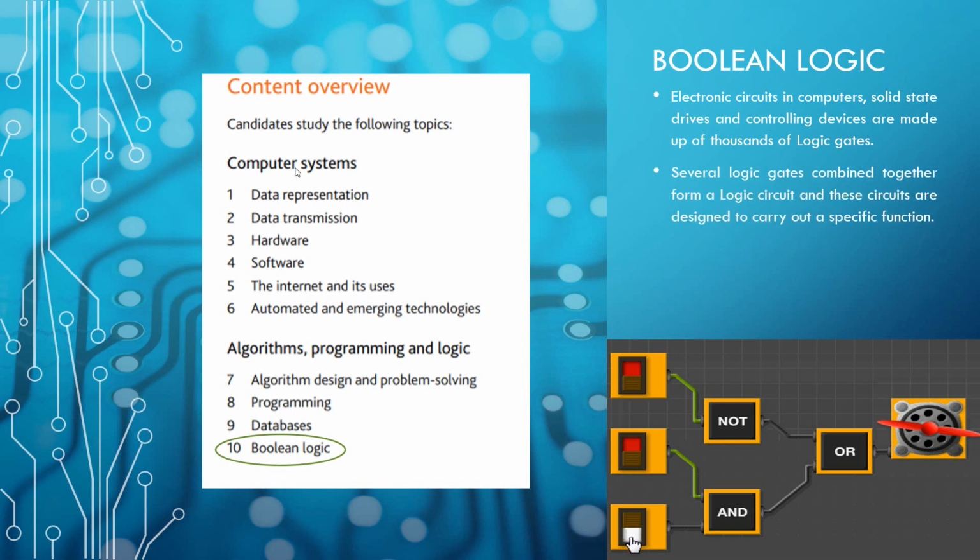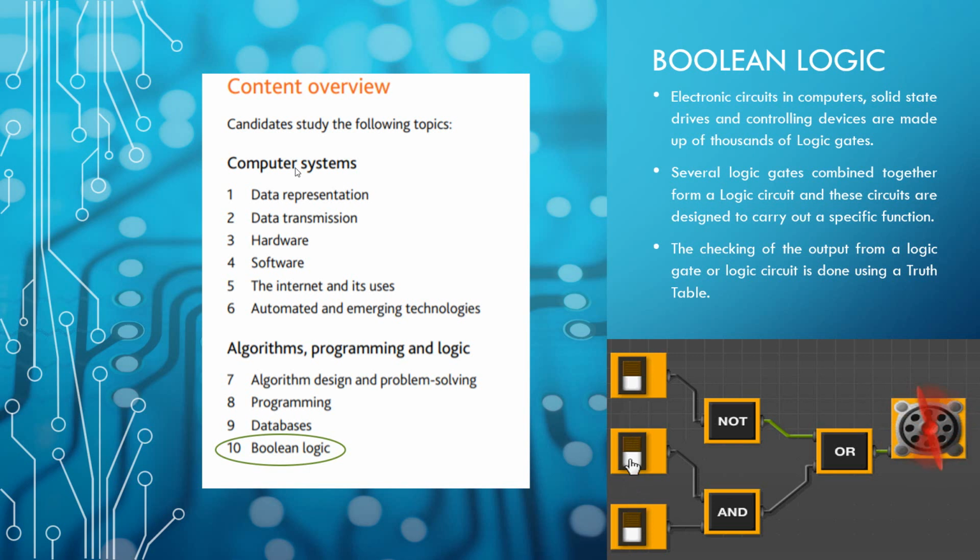Also, you need to understand what a logic circuit is. It is a combination of logic gates. Then, how the output of a connection of logic gates will be presented, or how the results will be shown. To understand that, we create something called a truth table. The checking of the output from a logic gate or a logic circuit is done using a truth table. So these are the terms which will be mentioned in the whole chapter.